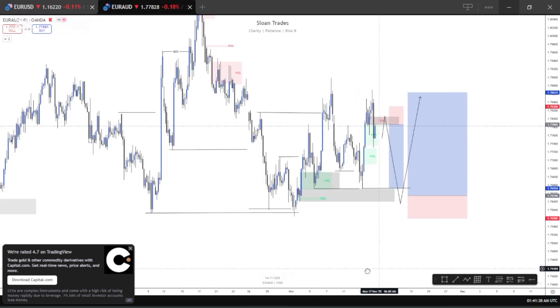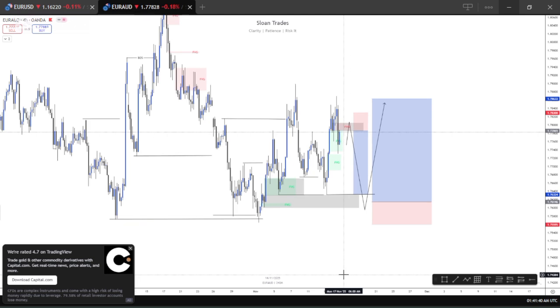All right, so please backtest this particular strategy, backtest the inducement, backtest the draw on liquidity. Draw on liquidity is very, very important. You need to know it and then look into engineered liquidity.